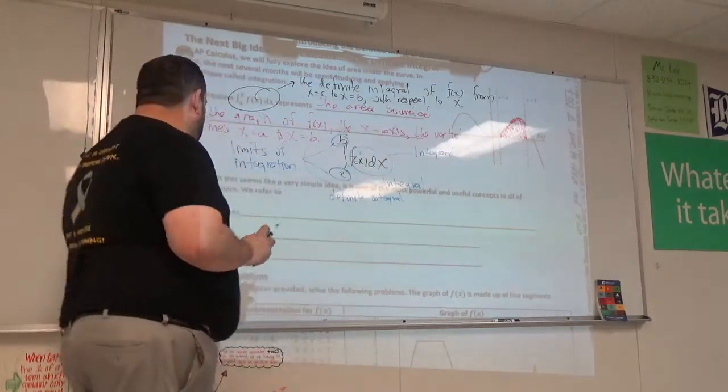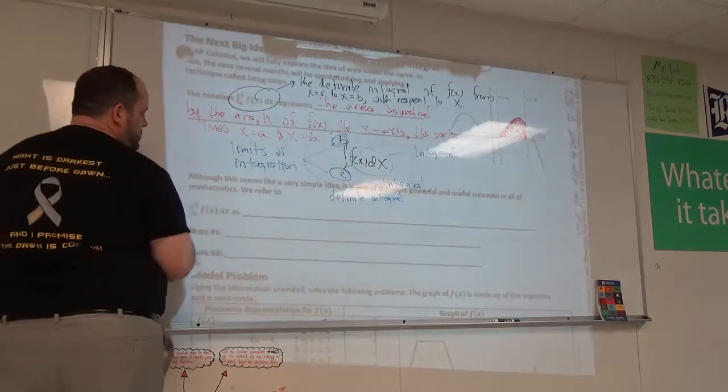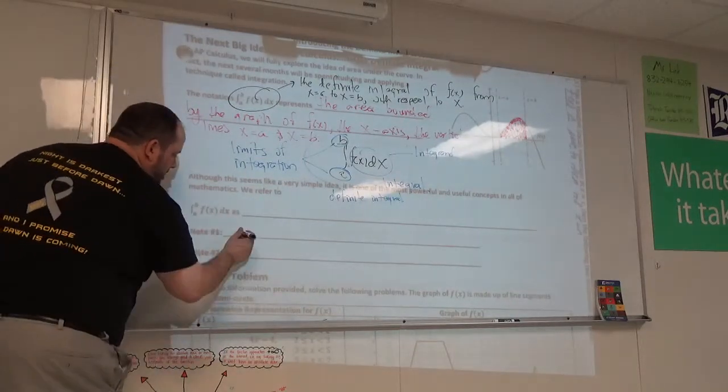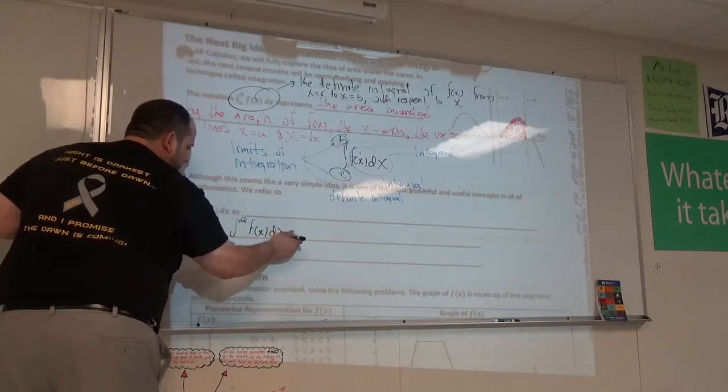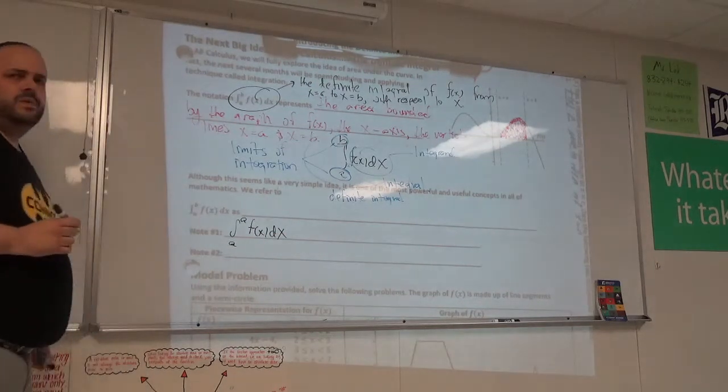A couple of properties that I want to make sure make sense to you all. All right, note number 1. If I say find the integral from a to a of f of x dx, what is that?